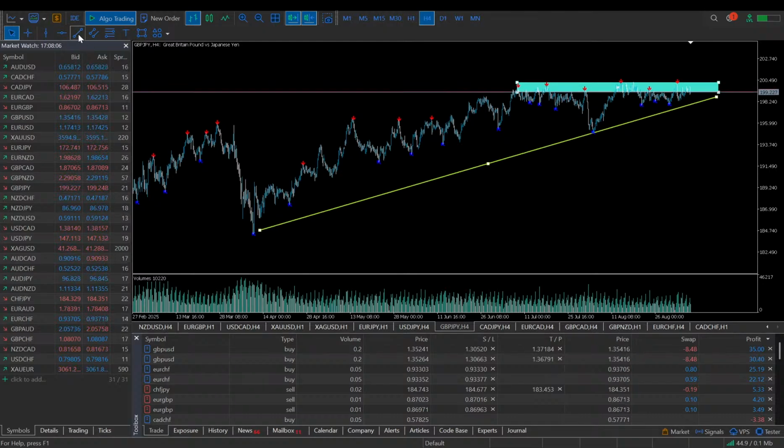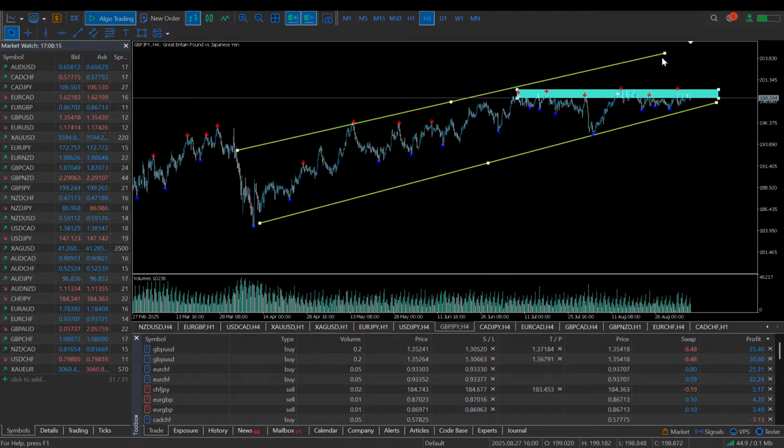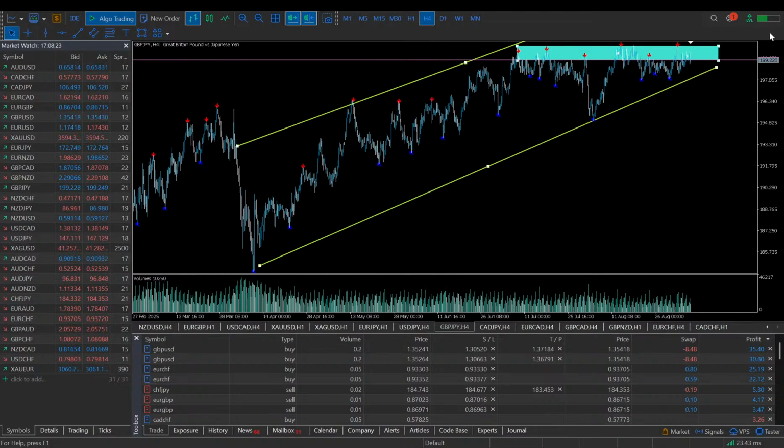And in this situation, we will have a constant channel up, which will look like this. So this is how I do foresee GBPJPY maintaining its momentum to the upside, but there has to be a barrier that it is going to break through.